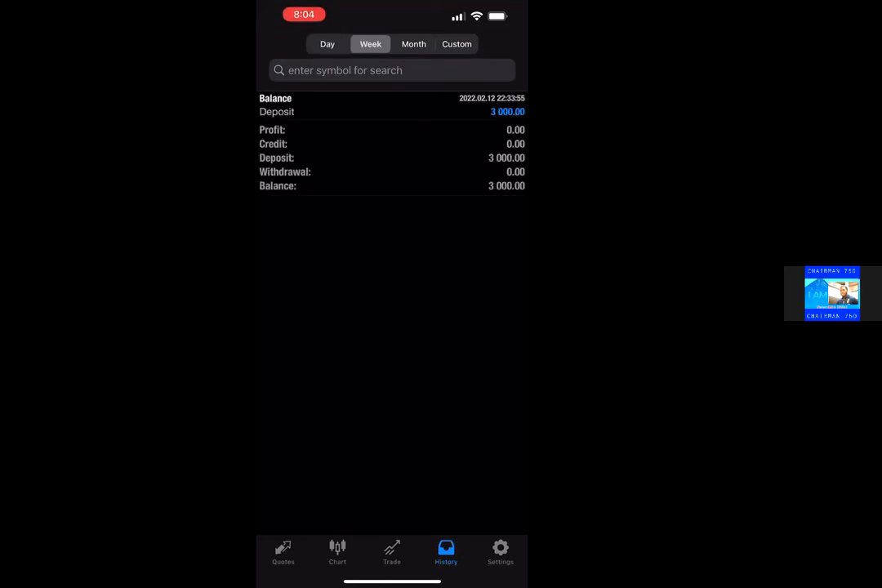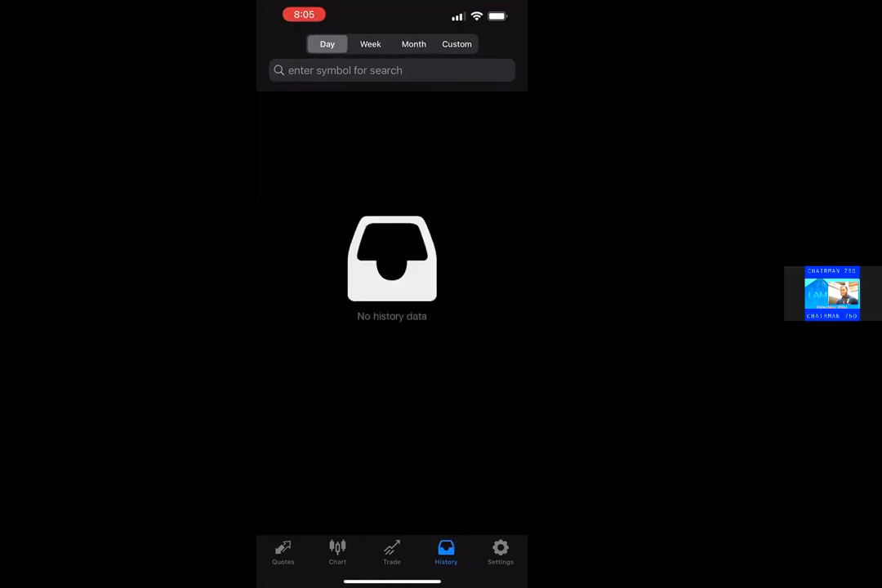Now, I want you to look at the history screen as well. So the history screen, this is just showing you your closed trades, the trades that you have already entered into. Okay. So if we had entered into any trades, we would have some history here. But because we haven't, it says no history data. If we go to the week, all we have is the deposit when I actually created this demo account. Okay. And then for the month, same thing. So this is just showing you your trading history. That's all that it really is showing you here.